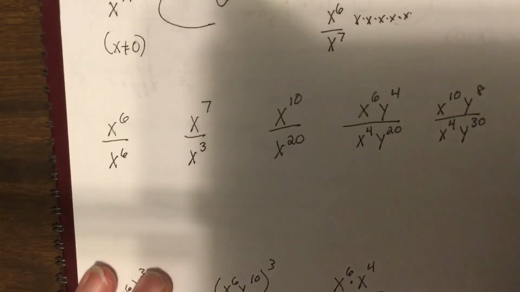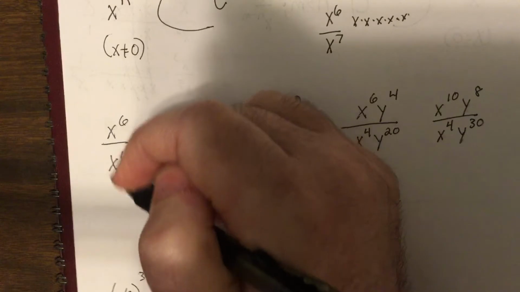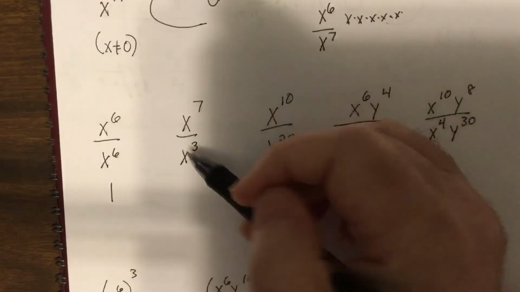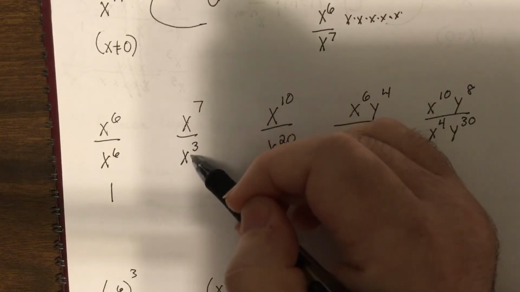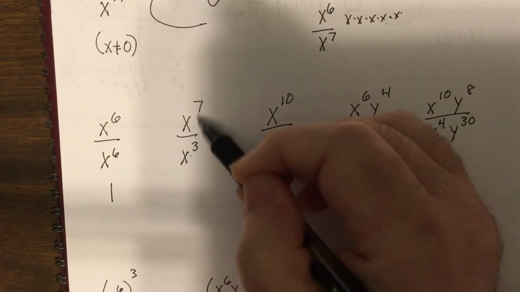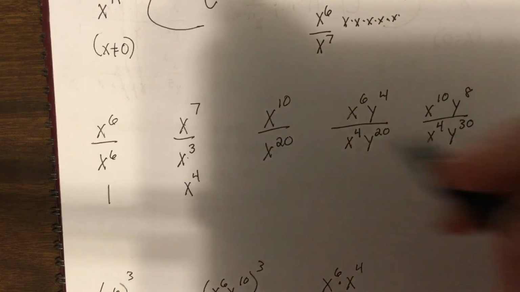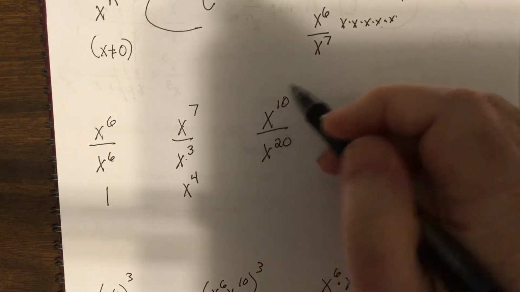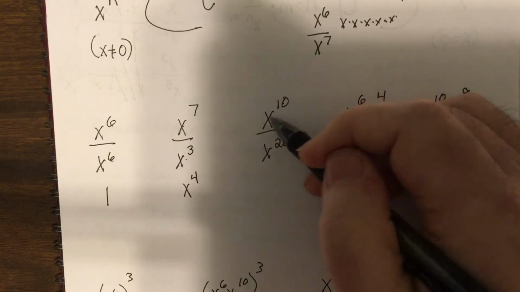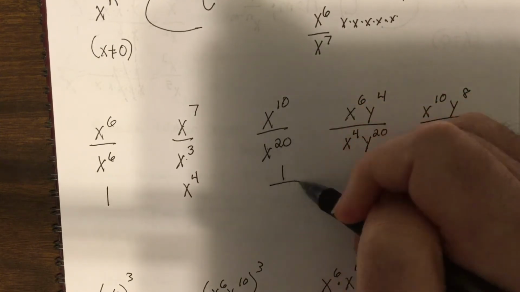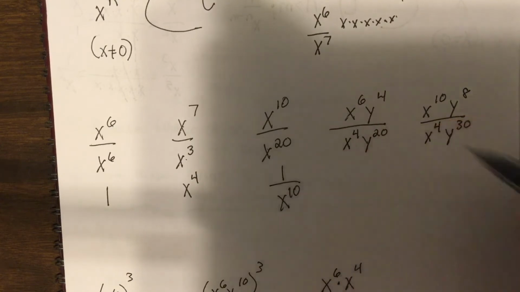So, anything divided by itself except 0 is 1. Good deal. So I have 7 x's on top, 3 x's on the bottom. 3 of these cancel with 3 of these. You'd have x to the 4th. So this is x to the 10th. There's 20 of these, 10 of these. So you take 10 out of this. So you'd have 1 over x to the 10th.